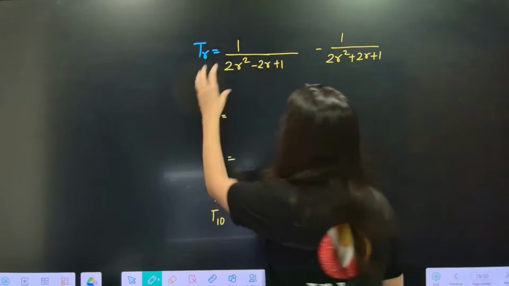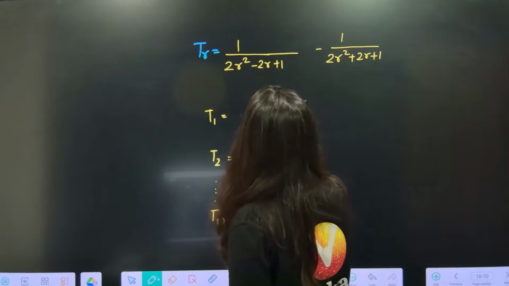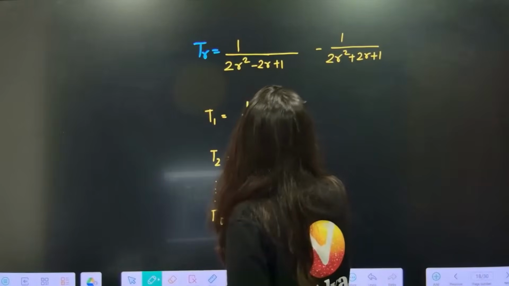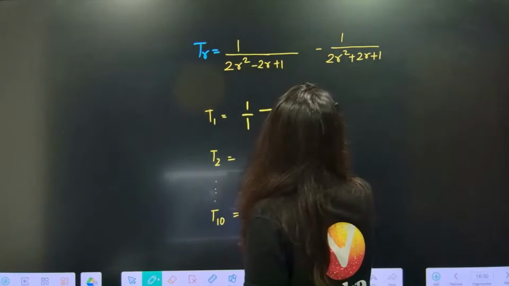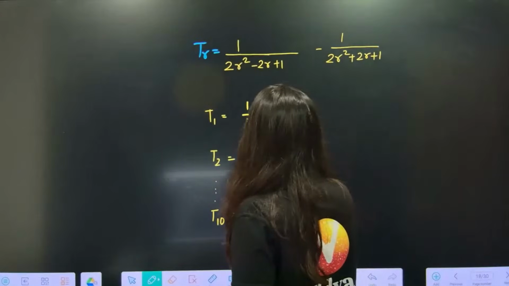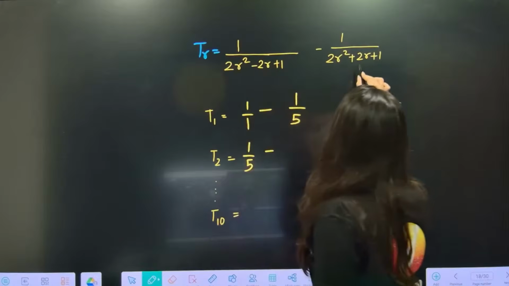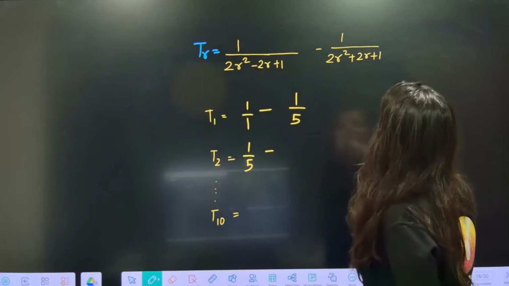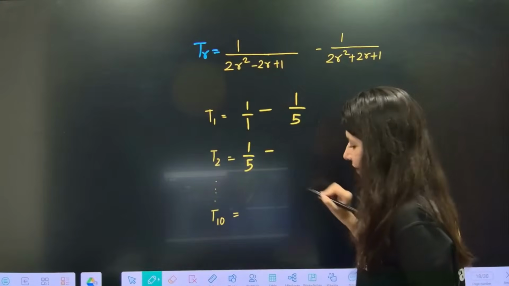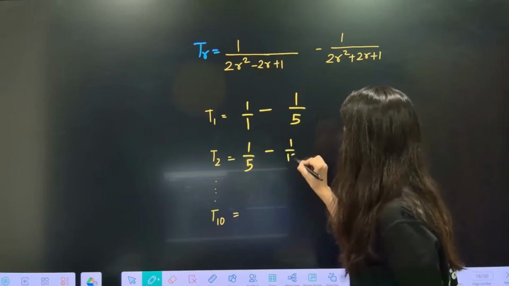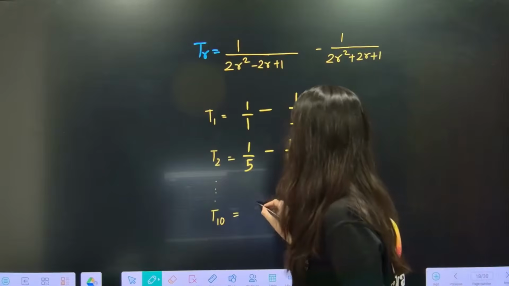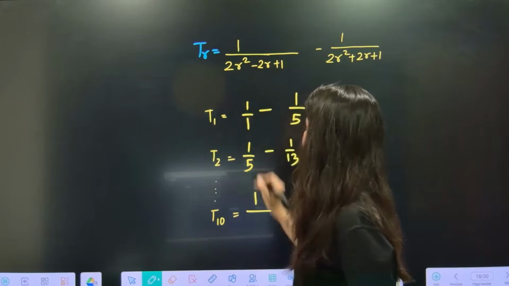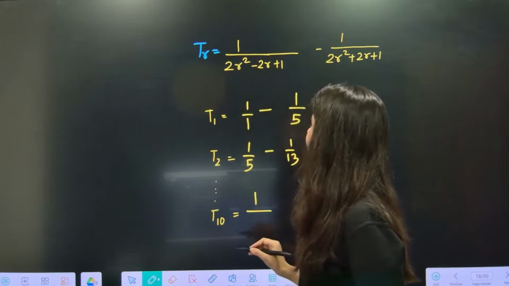Now the sum of the first 10 terms is what they are looking for. Put T is equal to 1. The moment you put 1, it is going to be 1 by 1 minus, if you put 1 over here, it will be 5. Now put 2: 1 by 5, minus, if you put 2 over here, this is 8 plus 4, 8 plus 4 is 12, so 13. And the moment you put T10, 1 upon, this is 100, 200, 200 plus 1, 201.